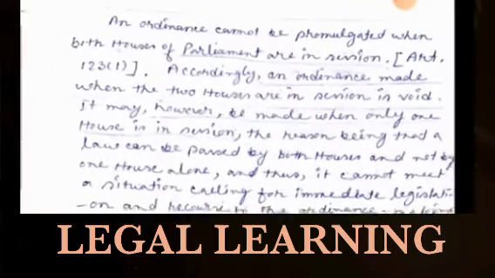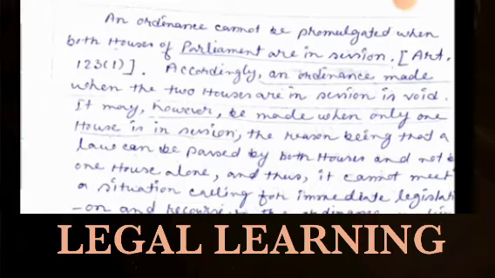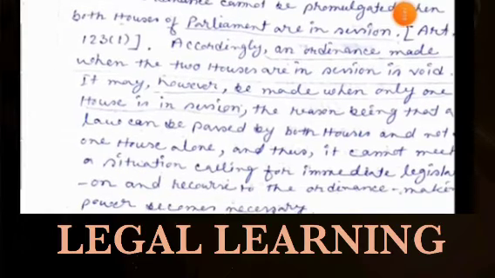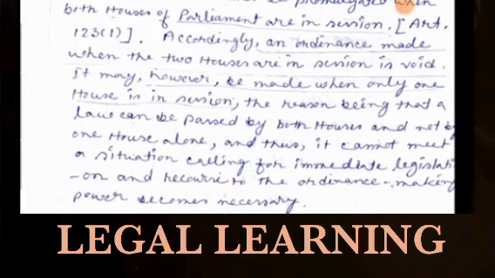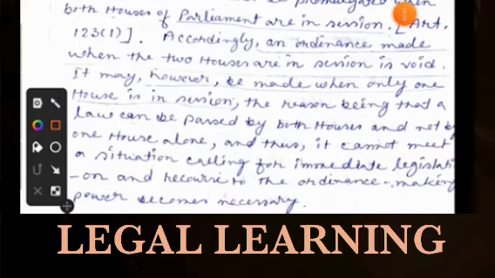Done. An ordinance cannot be promulgated when both houses of Parliament are in session. Article 123, clause 1. This makes sense because at that time the Lok Sabha can make bills, right? Accordingly, an ordinance made when the two houses are in session is void. Okay, so this is important because both houses are in session, so why is there even a need for an ordinance? They can pass a bill. It may, however, be made when only one house is in session. The reason being that a law can be passed by both houses, Rajya Sabha and Lok Sabha, and not by one house alone, and thus it cannot meet a situation calling for immediate legislation.